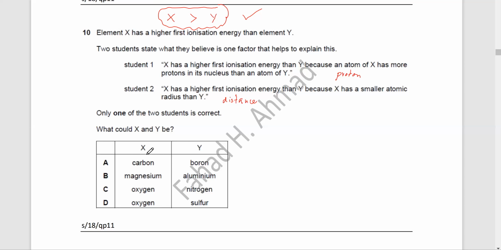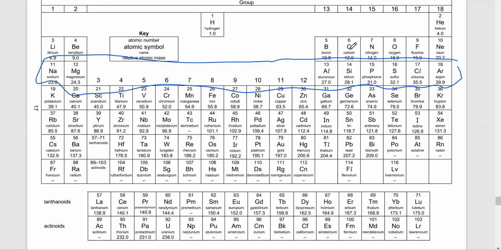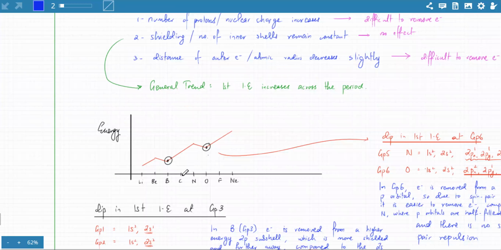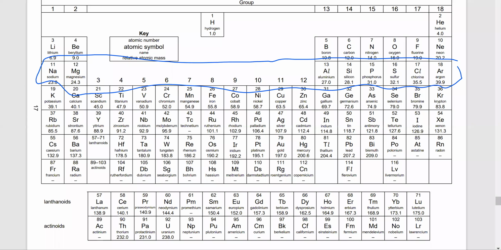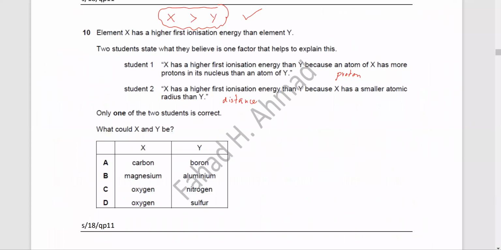So you have carbon and boron. This is group four, this is group three. If I have a look, group four has a higher ionization energy than group three. This is what we discussed over here, that carbon and boron, carbon's ionization energy is this one. So carbon is going to have a higher ionization energy because at boron there's a dip. So that is true. Let's go back to the question. The first thing that they stated in the question is justified for A. Now, what about magnesium and aluminium?